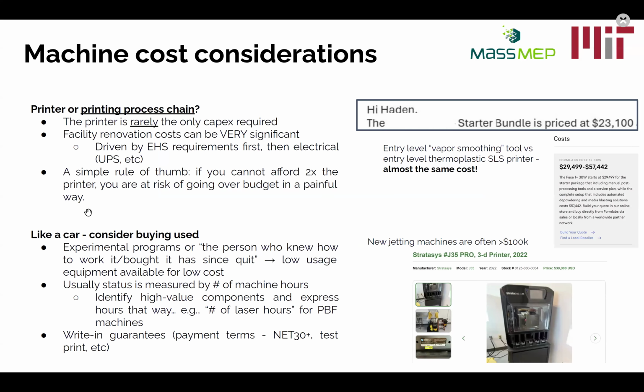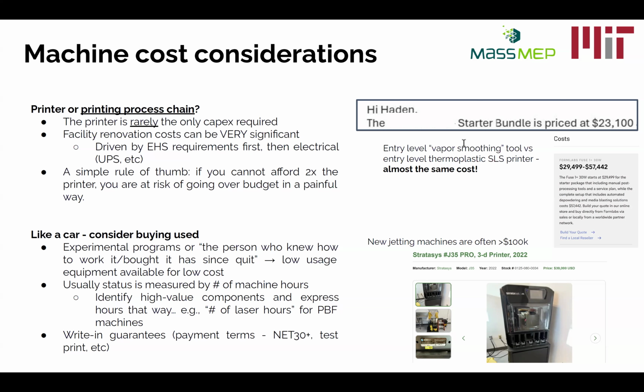So how do we think about machine costs? I'm going to give you some other considerations. First is that the printer is rarely the only thing you have to buy from a capital equipment point of view. So on the right, in the top right here, I redacted the name of this company. But let's treat a vapor smoothing system. It fumes a solvent vapor on a thermoplastic part that basically chemically melts the exterior of the part, which allows you to get really smooth surface finish.